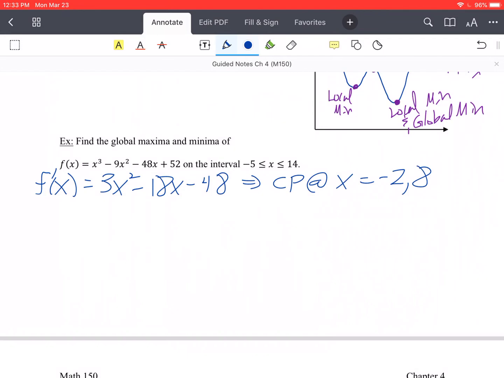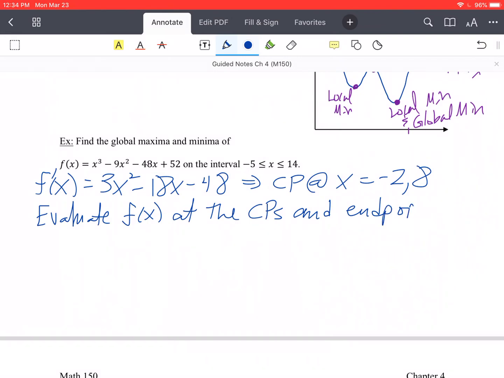And then what we're going to do is evaluate f of x. So not the derivative, this is the original. We're evaluating the original function at the critical points and at the endpoints. We do that because we want to identify which of these has the highest output and which one has the lowest output. So highest value, lowest value. That's absolute max, absolute min.